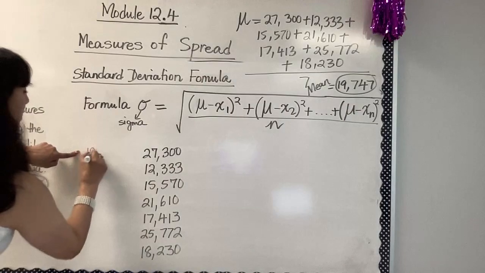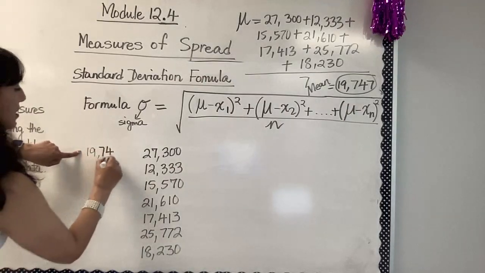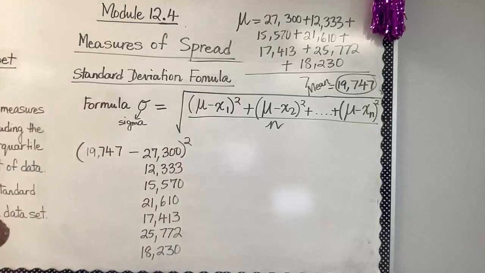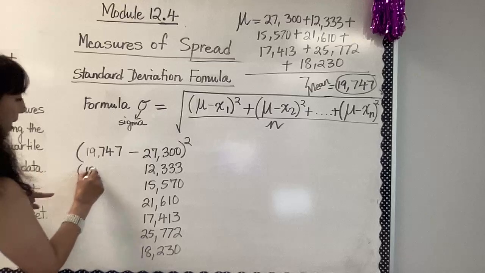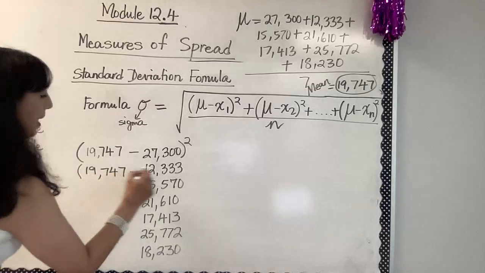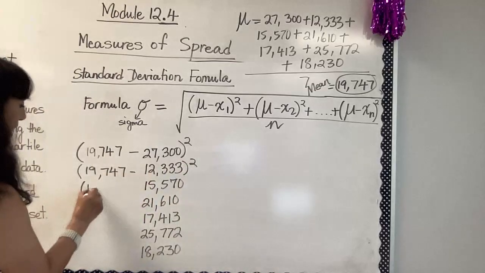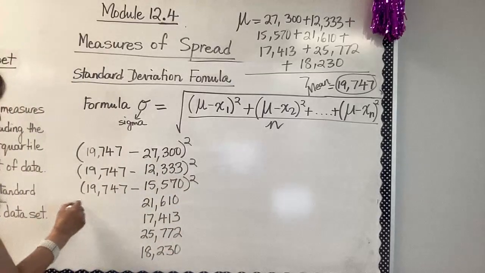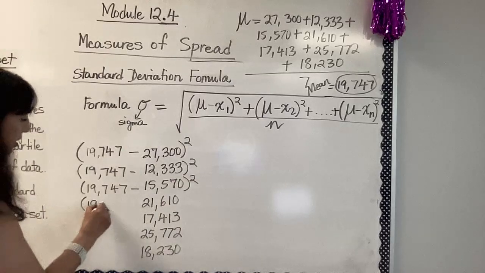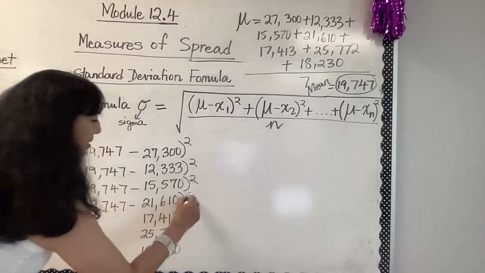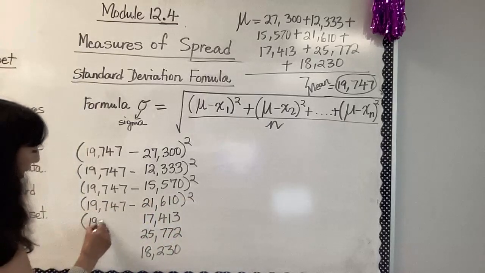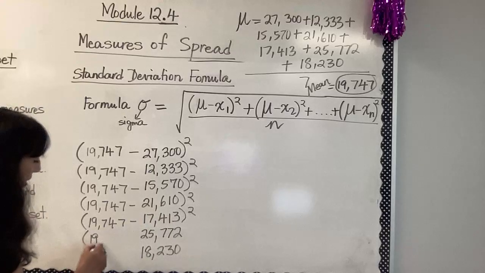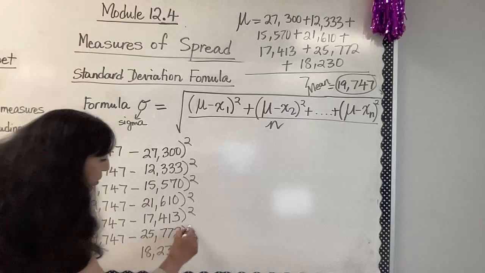It is 19,747. And so square of the differences, that means I take this squared. For all of them, I'm doing the same thing: 19,747 minus this number squared. So I am trying to find the square of the differences. We take that mean that we just calculated and I subtract each of these, and then I square it.